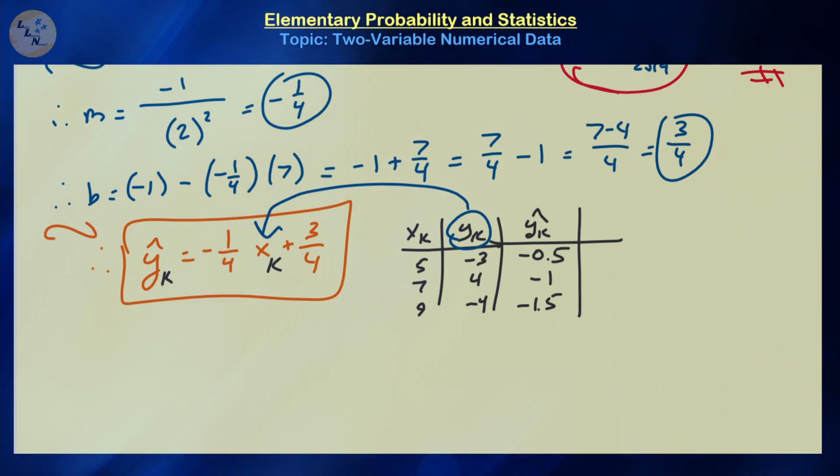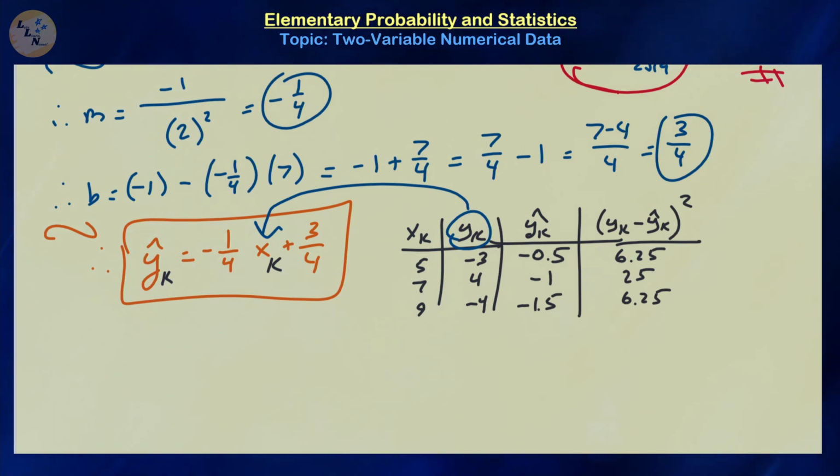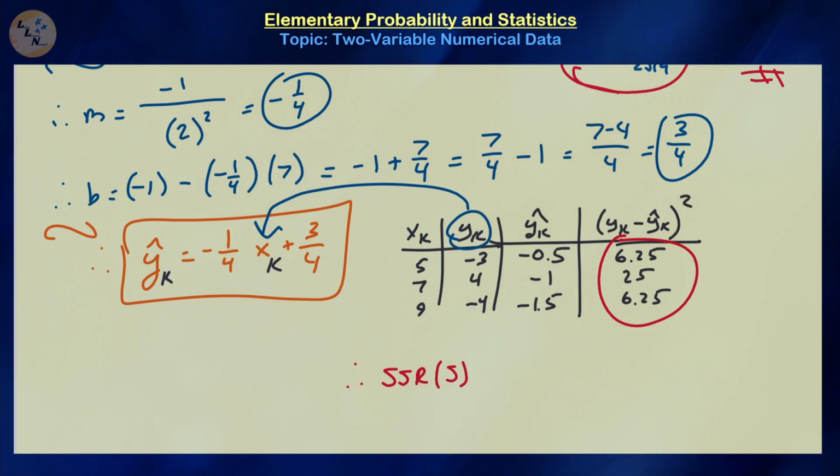Then I'm going to calculate my squared residuals. So my residual is going to be yk minus y hat k. Then I'm going to square it. So that's going to be -3 minus -0.5 squared. That's going to come out to 6.25. Then 4 minus -1 squared, that's obviously going to be 25. And then -4 minus -1.5 squared, that's going to come out to 6.25. So then I'm going to add up this particular column. So the sum of squared residuals for my particular data set is going to be equal to 37.5.